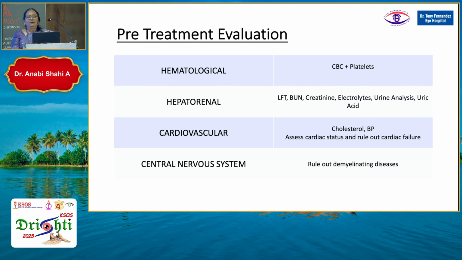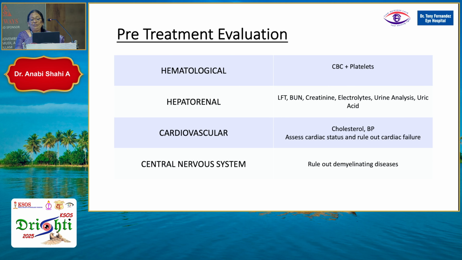So how do you evaluate the patient pre-treatment? You have to do a complete blood count with platelet count. Then you have to do a liver function test, blood urea, creatinine, electrolytes, urine analysis, and uric acid. Cardiovascular evaluation should be done because some of the drugs can cause cardiac failure. The cholesterol level, you have to check BP, assess the cardiac status, and rule out cardiac failure.